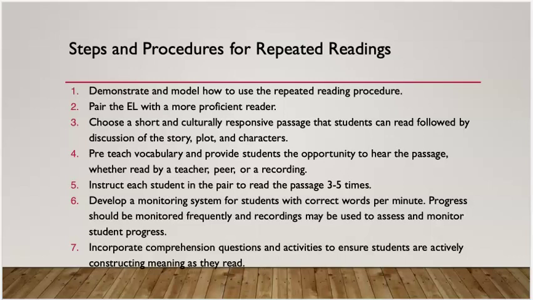There is an AVID strategy that is called text-dependent questions within the writing process of AVID. In this process, the teacher creates questions to strengthen their thinking as well.